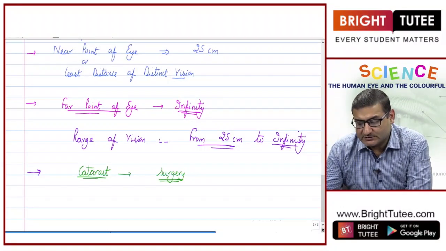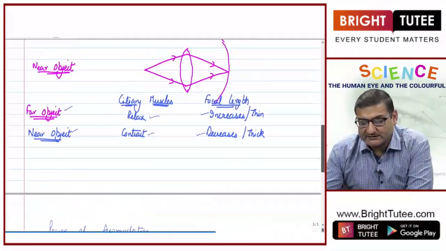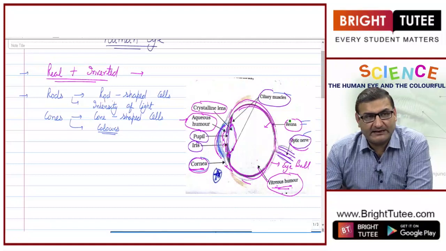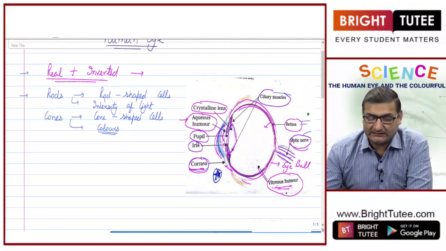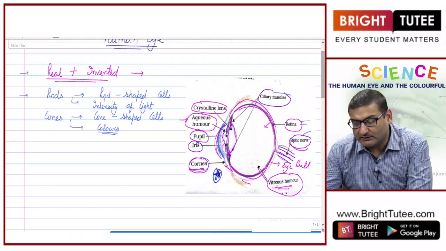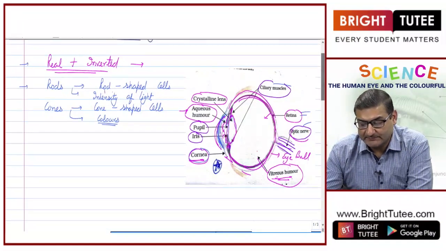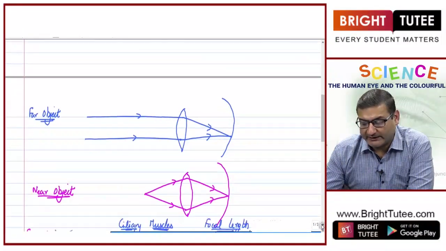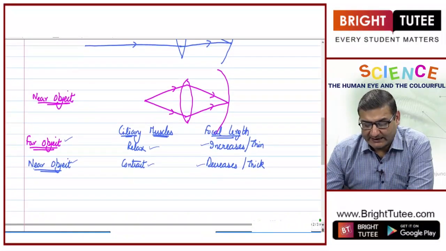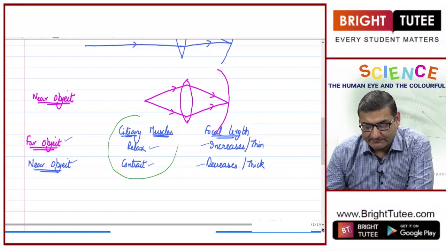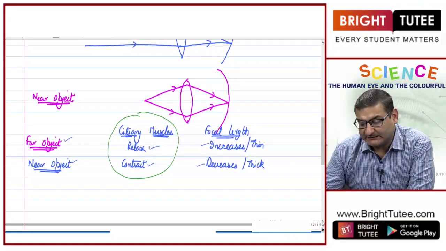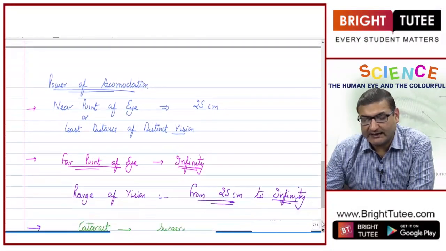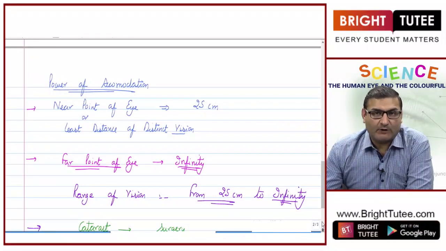Got it? So here we have just studied about the human eye, the various parts of the human eye and the functions of each part. Then we talked about the role of ciliary muscles, how our eye is able to accommodate by changing the focal length, and how ciliary muscles play an important role in that. Then what is the near point and far point, or the range of vision, and about cataract. I hope you have understood all these things.